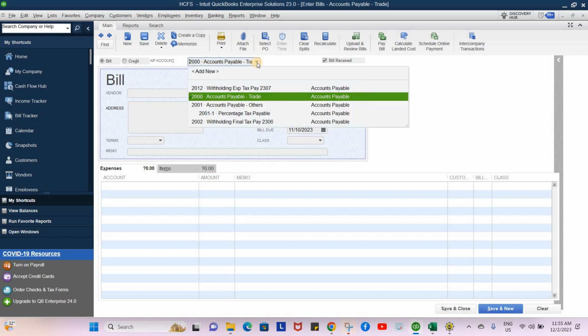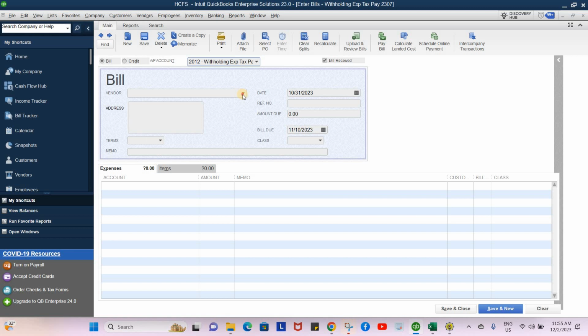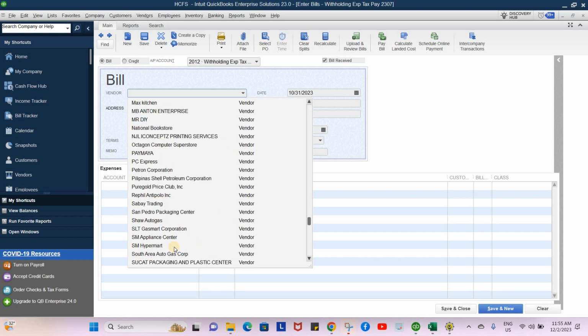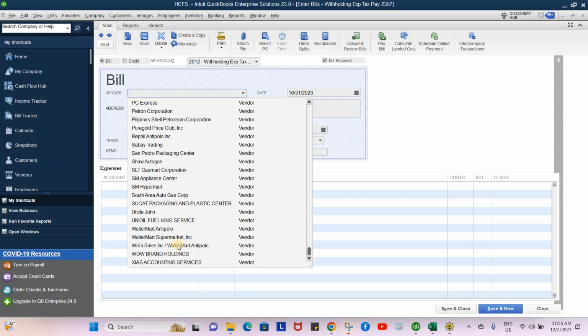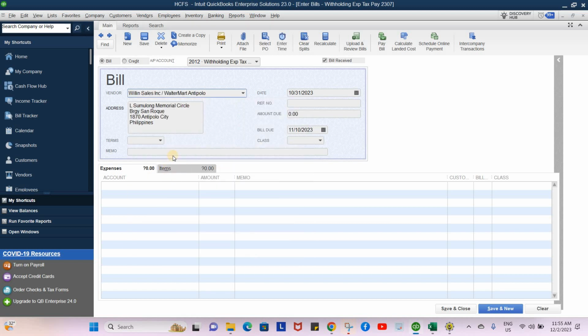Meron siyang selection. So, unahin ko muna yung withholding tax 2307 kasi ito ang credit niyan. And I'm going to choose yung babayaran ko na lessor. Yan. And ang i-date ko siya as November 30, kasi sale siya ng November 30. Wala pa akong natatanggap na invoice, kaya ilalagay ko muna TBD, to be determined. Pero, once I receive it, pwede ko itong i-alter.